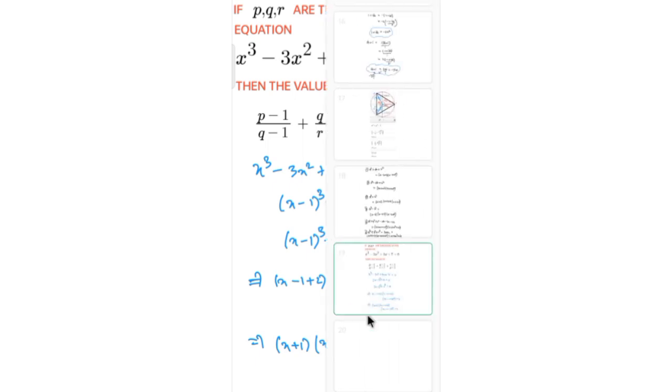Going to the next step, we're going to get x is equal to minus 1, 1 minus 2 omega, and 1 minus 2 omega square. So these are the values of x. These are the roots basically, p, q, r. So I can write p is equal to minus 1, q to be 1 minus 2 omega, and r to be 1 minus 2 omega square.